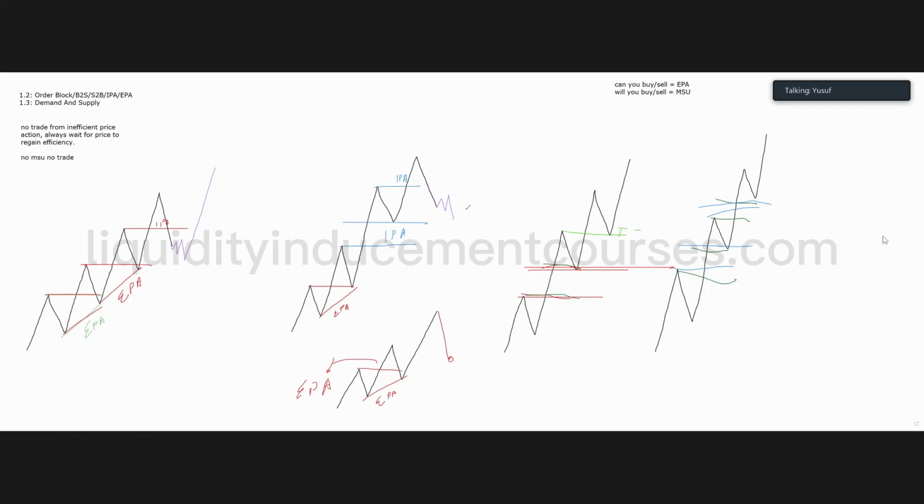Does it make sense now? There will be trades where it's just going to be MSU, no EPA, and they would play out really fine. Those trades are not your trade. If you see me picking those trades, that's fine. Leave it for me. You also grow to that level where you can pick such trades. But for now, you need to follow strict rules that will give you the 10, 20% you need consistently daily. Does it make sense, everybody?